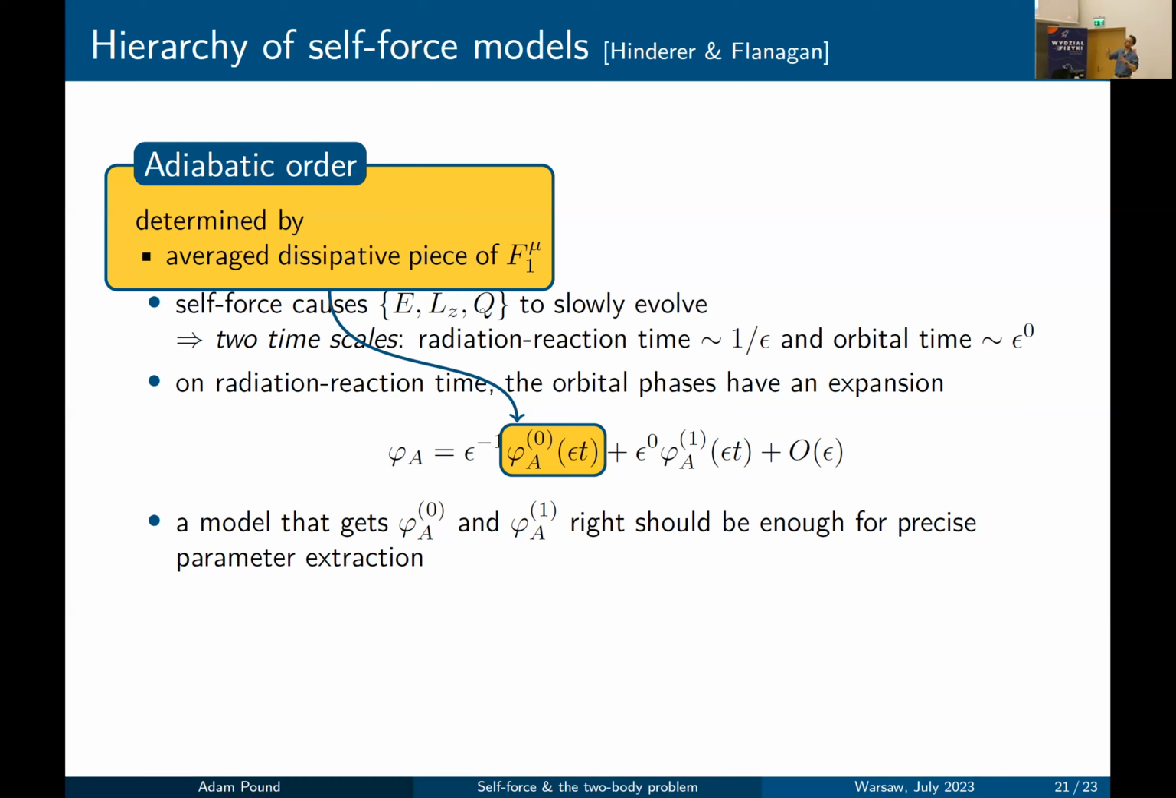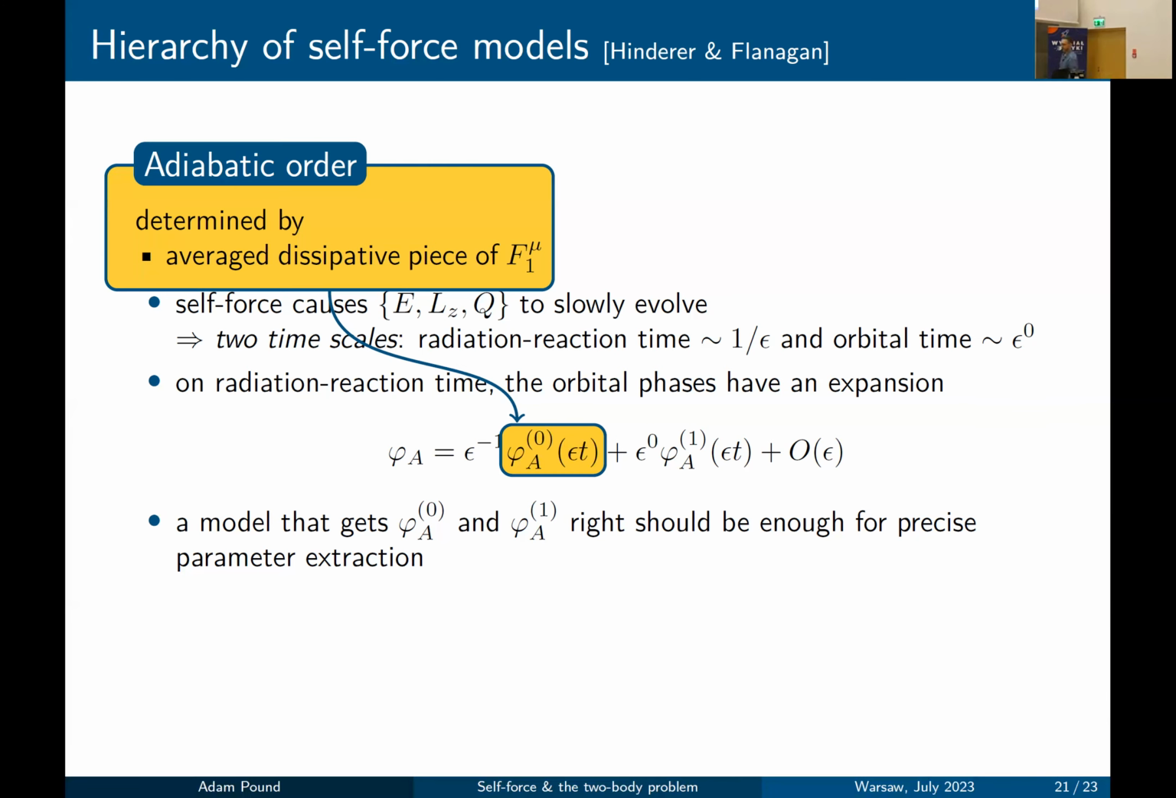So if you define a particular average, and you need the average of the dissipative piece of the self-force, so the first order self-force. So it's basically the average rate of change of the energy, average rate of change of the azimuthal angular momentum, etc. So you don't even need the whole first order self-force, you need a particular piece of it.